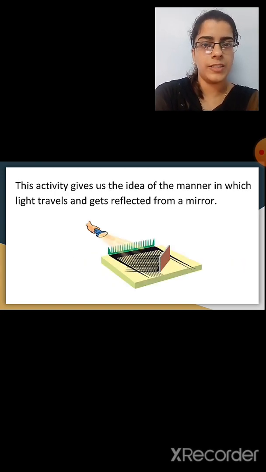So what will you observe? You will observe the same representation as shown in the image. When the light is passed through the comb, its reflection is seen on the mirror, and after that, the mirror reflects that light. So, as shown in the image, you will see the same reflection when you carry out this experiment. This activity gives us the idea of the manner in which light travels and gets reflected from the mirror.